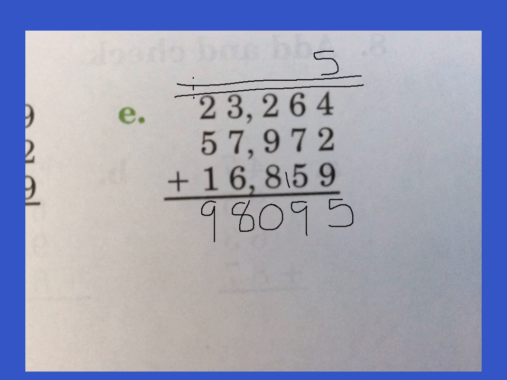1 plus 5 is 6, plus 7 would be 13, plus 6 would be 19. So we put a 9, carry the 1. 1 plus 8 is 9, plus 9 is 18, plus 2 is 20. So we put a 0, carry the 2. 2 plus 6 is 8, plus 7 is 15, plus 3 is 18.